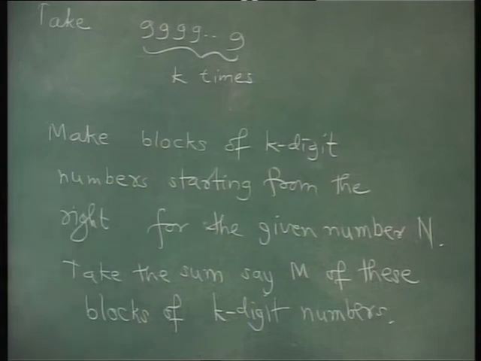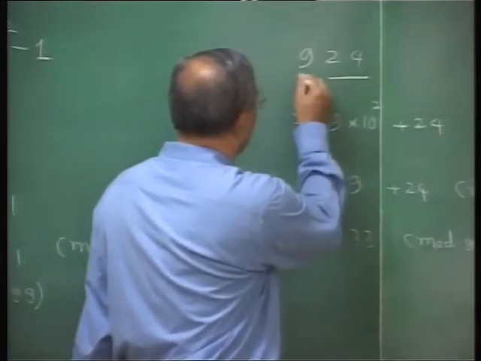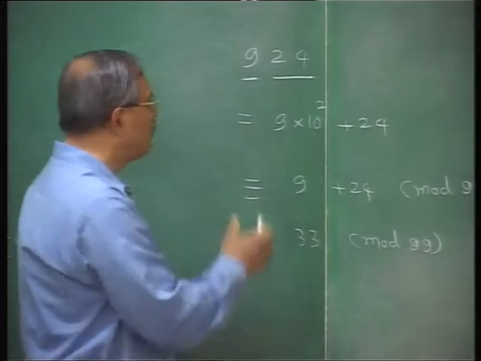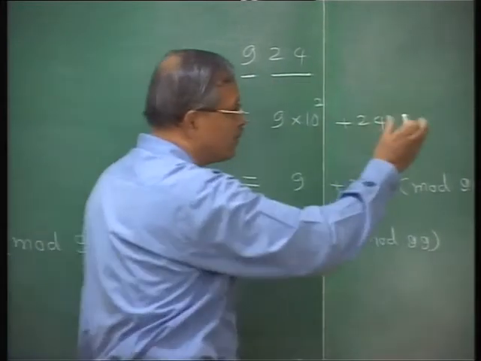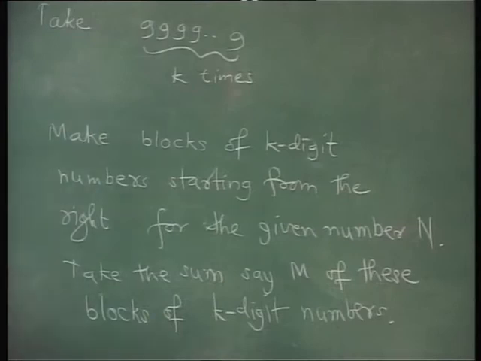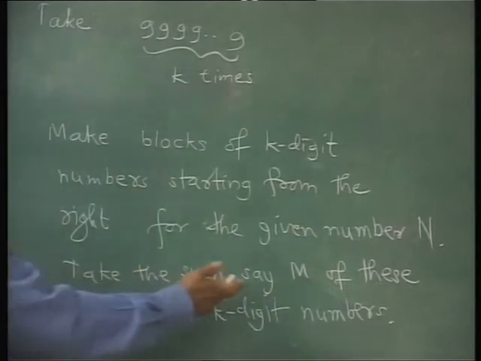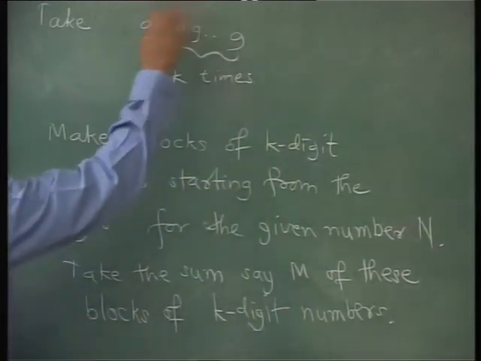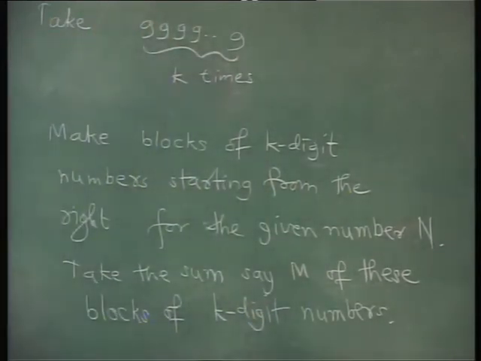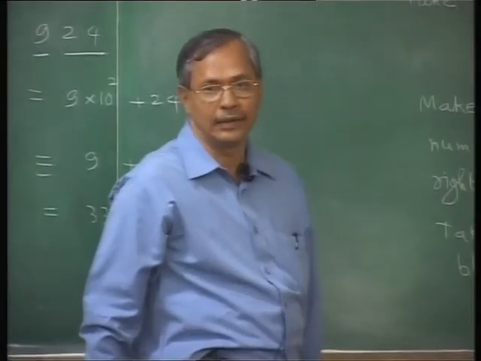So, we have, like this is a 2-digit number, this is only a 1-digit number. So, you can say at most 2 digits here. Take the sum of these, that is the idea. So, take the sum of these k digit numbers. If that sum m is divisible by the number 9999, then the number capital N is also divisible by 9999.